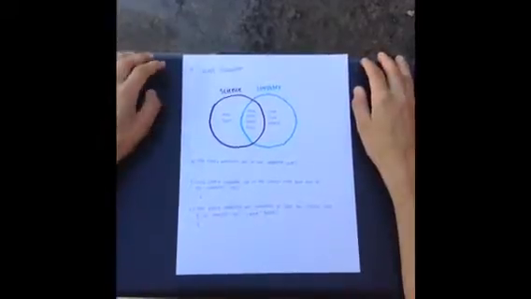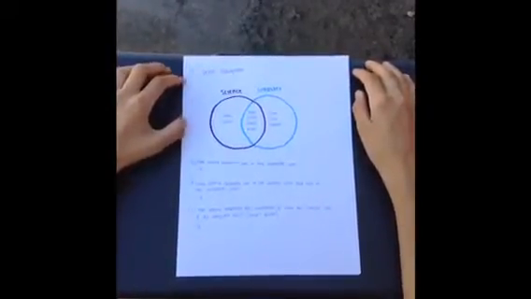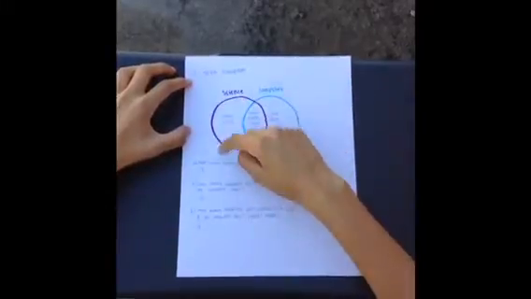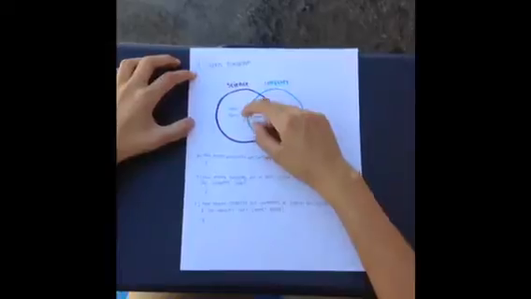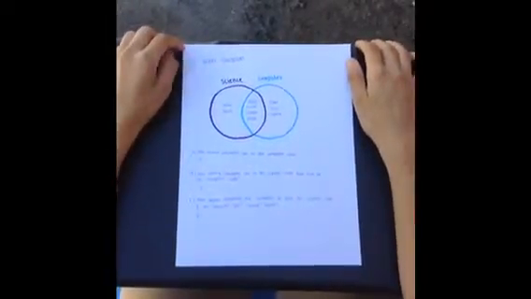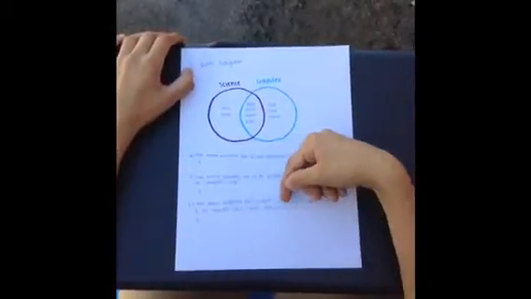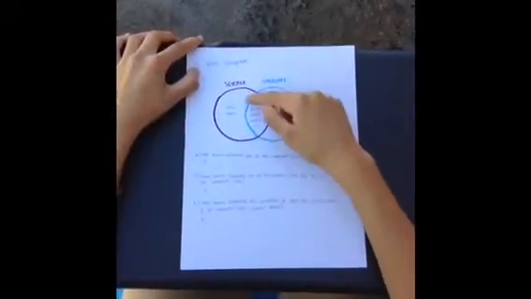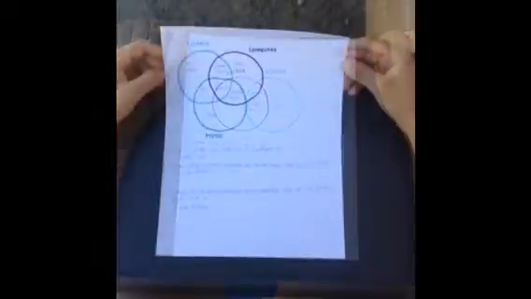B asks, how many students are in the science club but not in the computer club? It's asking how many students will be in the purple circle but not in the blue circle. So it's only Aldo and Boris, so that would be 2. C asks, how many students are members of both the science club and the computer club? And it means both, so we will be taking a look in the middle. Since there are 4 names, our answer will be 4.